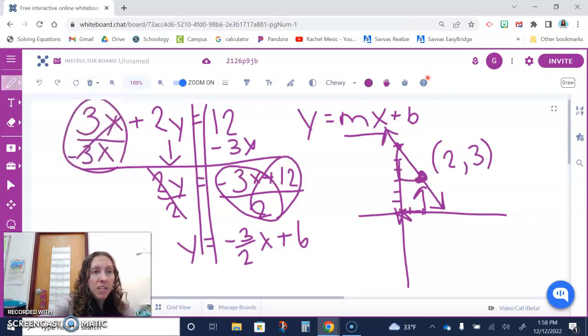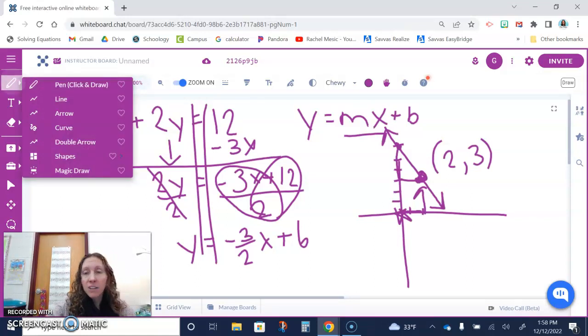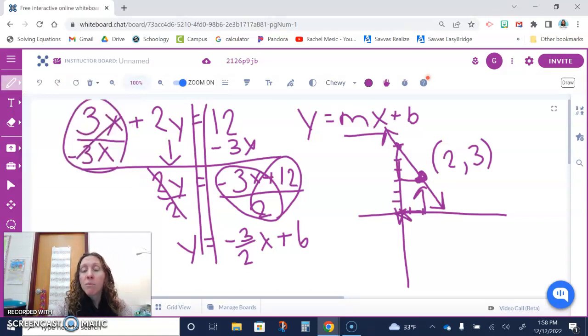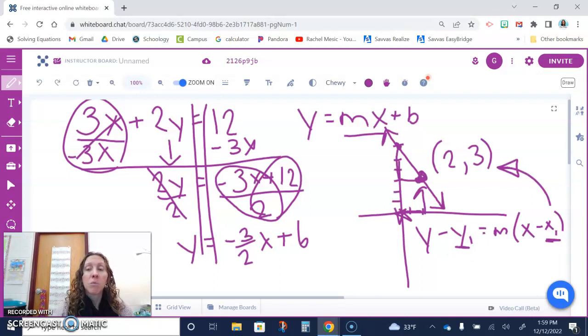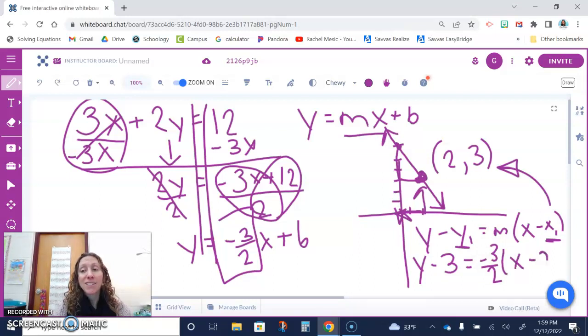Then lastly, I'll just squeeze it in over here. We are going to write an equation then in point slope form. Point slope form is y minus y equals the slope times x minus x, and this x and this y are the coordinates of this point here. So it would be y minus 3 equals, and our slope, we can look over here, negative 3 halves times x minus 2.